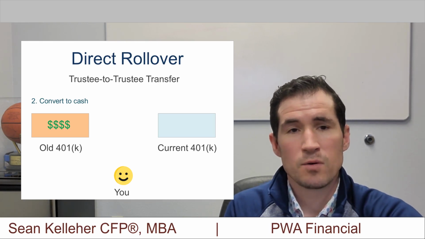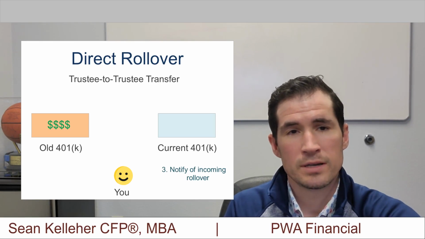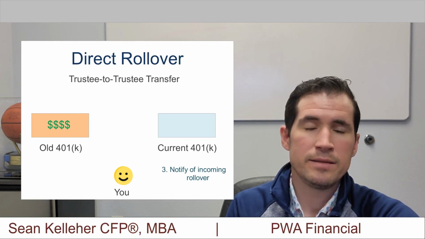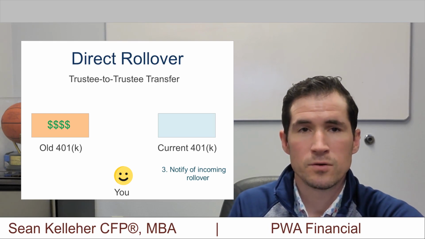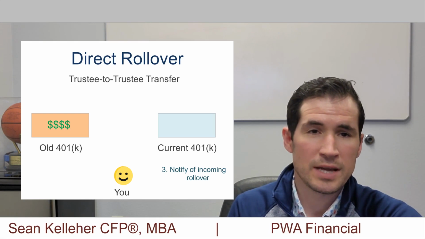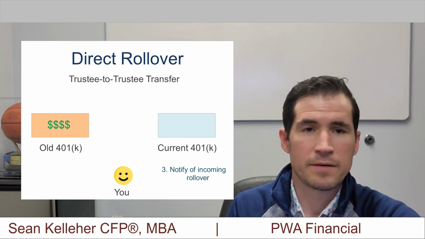The next step will be letting the receiving company know that a rollover is going to be coming. They usually have a short form to fill out, and this lets them know to expect money transferred to your account at some point in the near future. You may also have to provide them with a recent statement from the sending firm in order for them to verify the money.